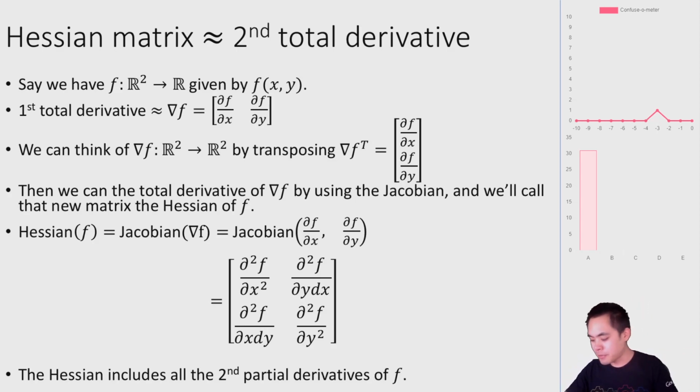Anyway, this will become super important because remember, there are certain types of things in single variable functions where you need to find the second derivative to know if something is concave up or concave down. And so if you want to know if a multivariable function is concave up or concave down, you also need to use this second total derivative. And so this Hessian matrix will play an important role in Friday's lecture.